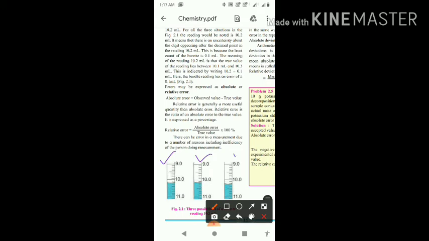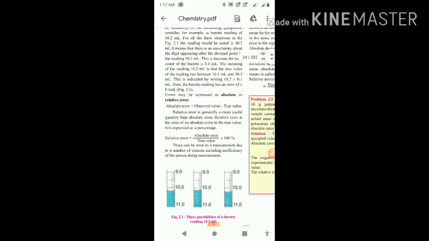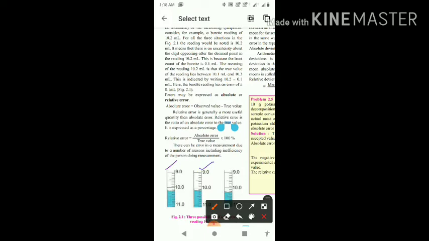If you see these three diagrams, you will come to know. I'm discussing these three diagrams, which are also mentioned as three possibilities of burette reading, which is 10.2 ml. In all these three examples, a burette reading of 10.2 ml is indicated. For all these three situations in the given figure, the reading would be noted as 10.2 ml, isn't it? This is also 10.2, this is also 10.2, and this is also 10.2 as per the diagram given. What does it mean?